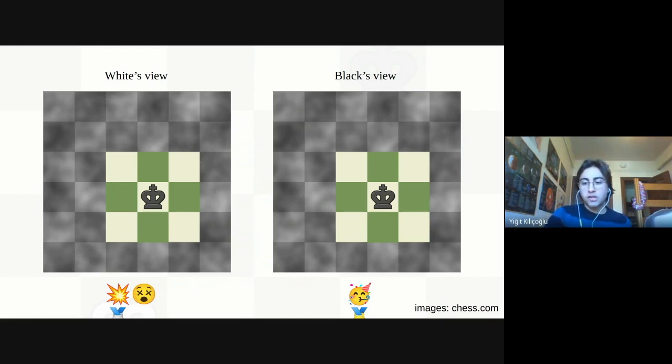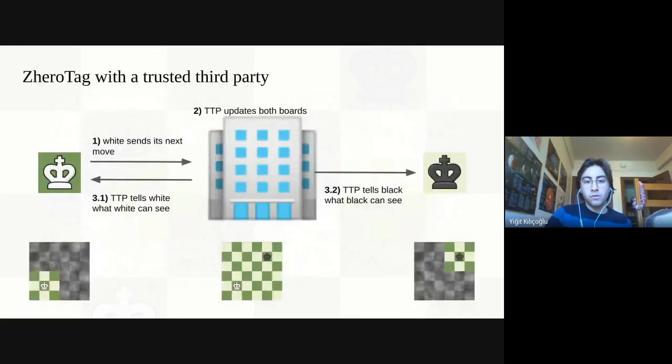I got these screenshots from chess.com, and even if you go to chess.com, you can check the variants page, and there's a variant called Fog of War, which is pretty much the exact same thing as ZheroTag, but obviously with more pieces and more like a regular chess. But the main idea is the same. But in that case, again, chess.com is a trusted third party that both sides trust. And roughly how this works is the following.